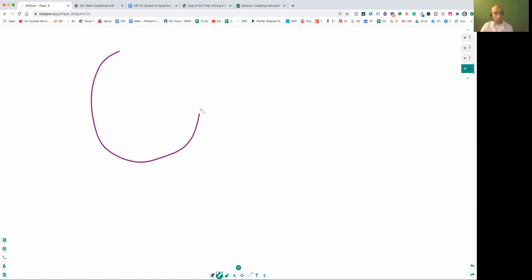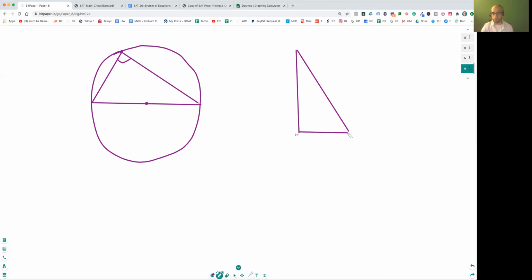Another important part with circles is how it interacts with the triangles inside. Okay, so if this is the diameter, the center, right? This guy, don't forget it. It's 90 degrees. They might not give it to you, but you have to remember it is a 90-degree angle, and then you can do some problems. But before that, let's review some triangle stuff.